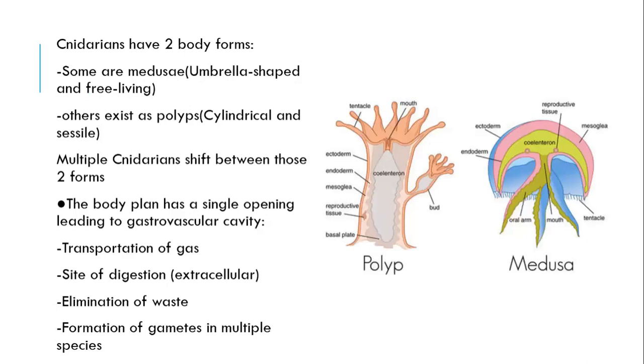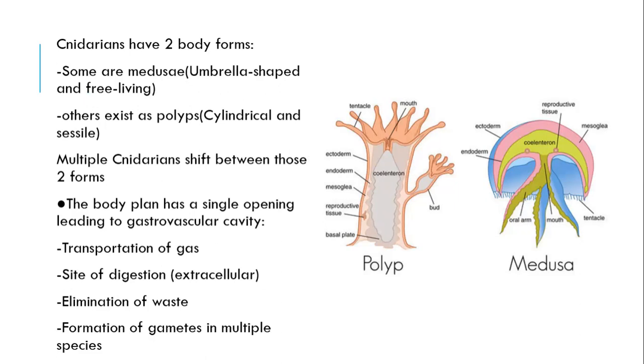Cnidarians have two body forms, as you're going to see. They can be either in the medusa form or in a polyp form. The medusa form has an umbrella-like shape, as you can see here, and they are free-living; they swim. Whereas the polyp form has a cylindrical shape, and they are sessile, okay? They do not move. Multiple cnidarians shift between these two forms as well.